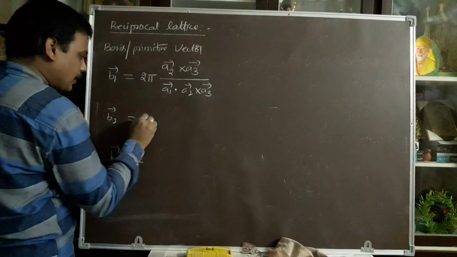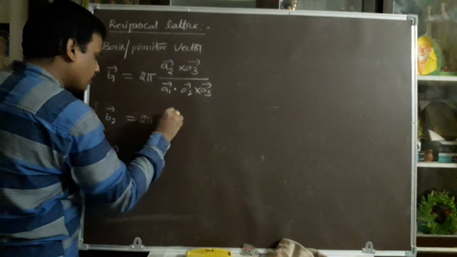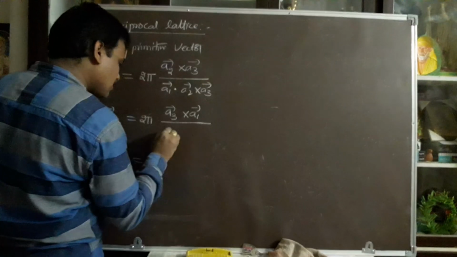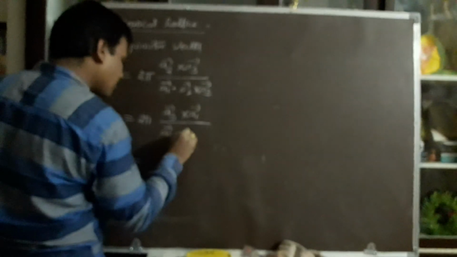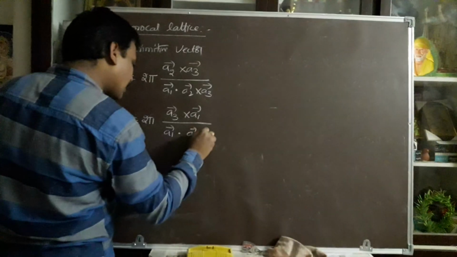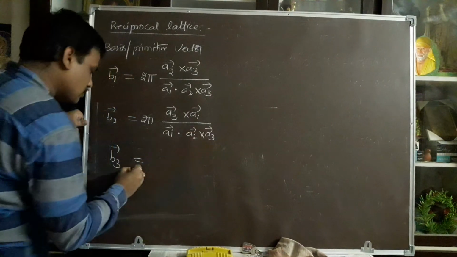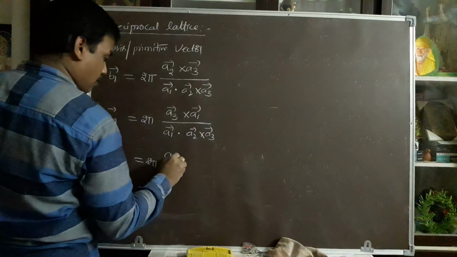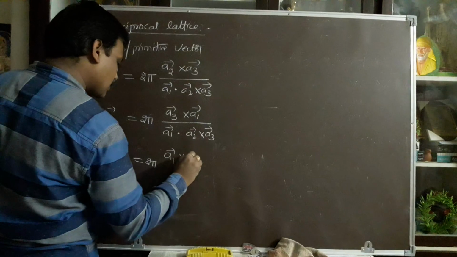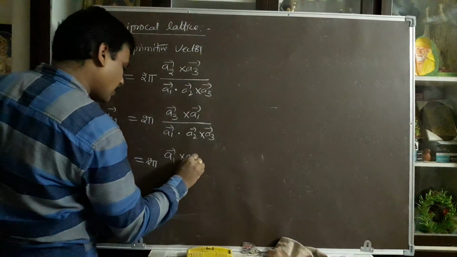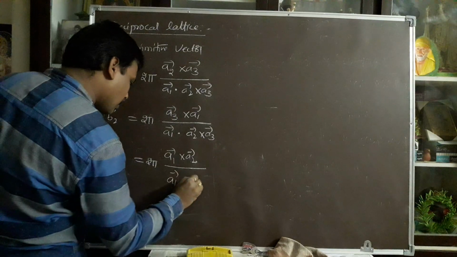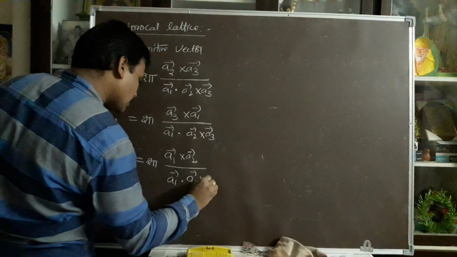In a similar way, B2 is 2 pi into A3 bar cross A1 bar, and here the volume is always the same, so divided by A1 bar dot A2 bar cross A3 bar. B3 is 2 pi into A1 bar cross A2 bar divided by A1 bar dot A2 bar cross A3 bar.